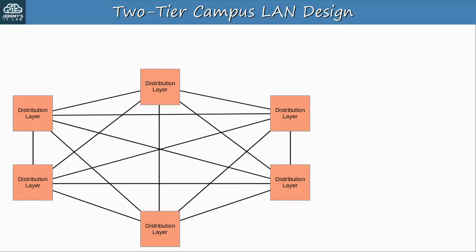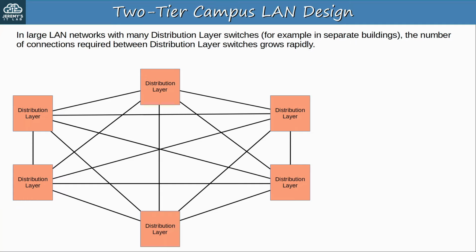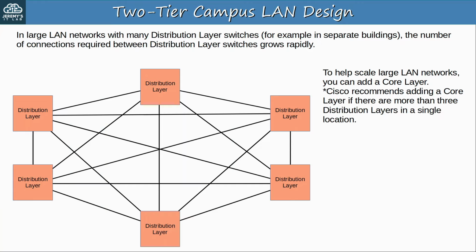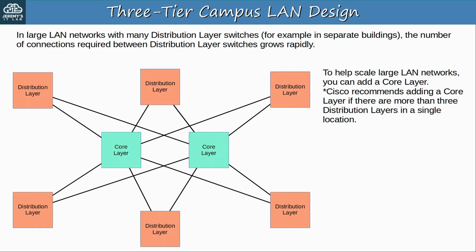Now, if the network gets larger, we might have many distribution layers connecting to different parts of the LAN. Do you see anything wrong with this? In large LAN networks with many distribution layer switches, for example in separate buildings across a campus, the number of connections required between distribution layer switches grows rapidly. This makes it much more difficult and complicated to scale the network, to make it bigger. So, to help scale large LAN networks, you can add a core layer. By the way, Cisco recommends adding a core layer if there are more than 3 distribution layers in a single location. In this case, there are 6, so we should add a core layer. Here's how it looks with a core layer added.